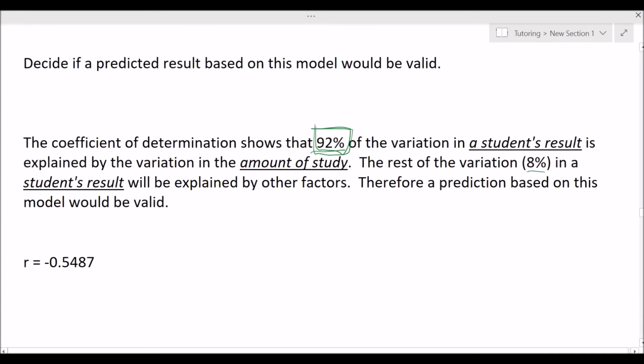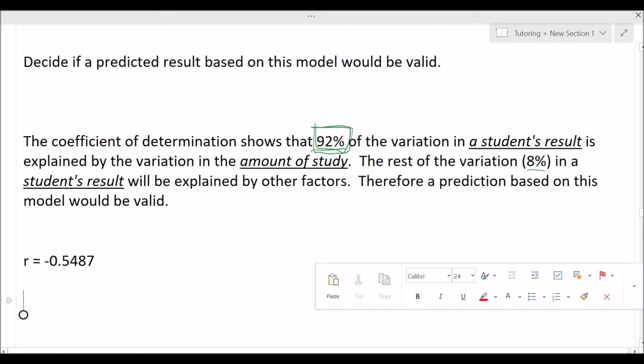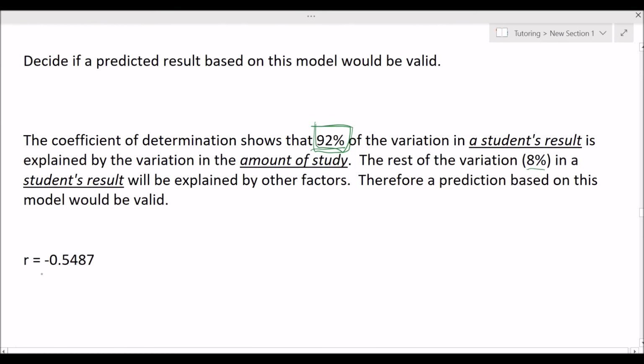Let's do one more example. Here's a different R value for you, an R value of negative 0.5487. Okay, I would like you to calculate the coefficient of determination and draw a conclusion. Would it be valid or not? Pause the video, have a go.